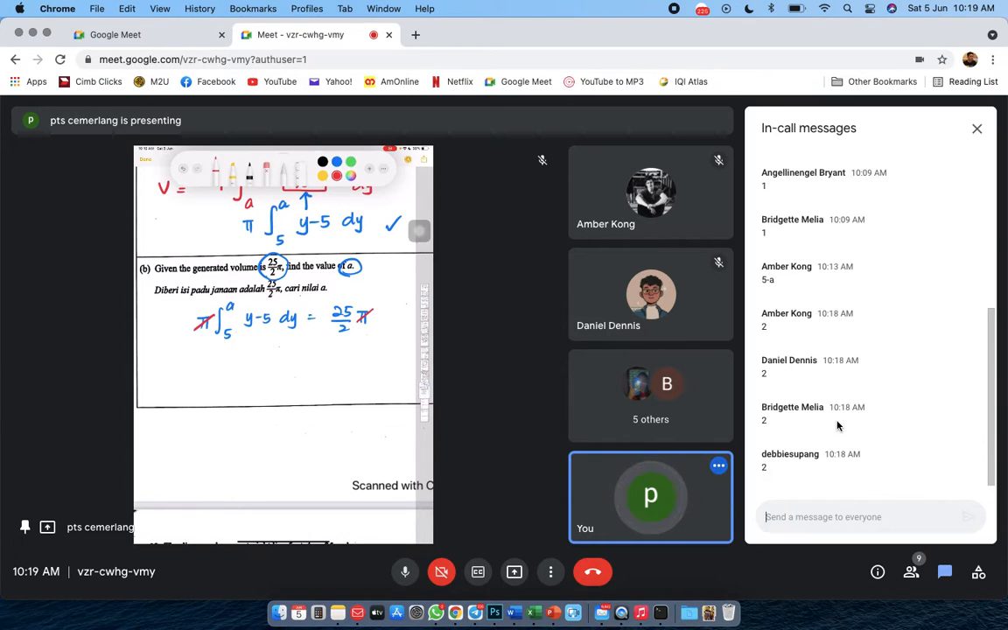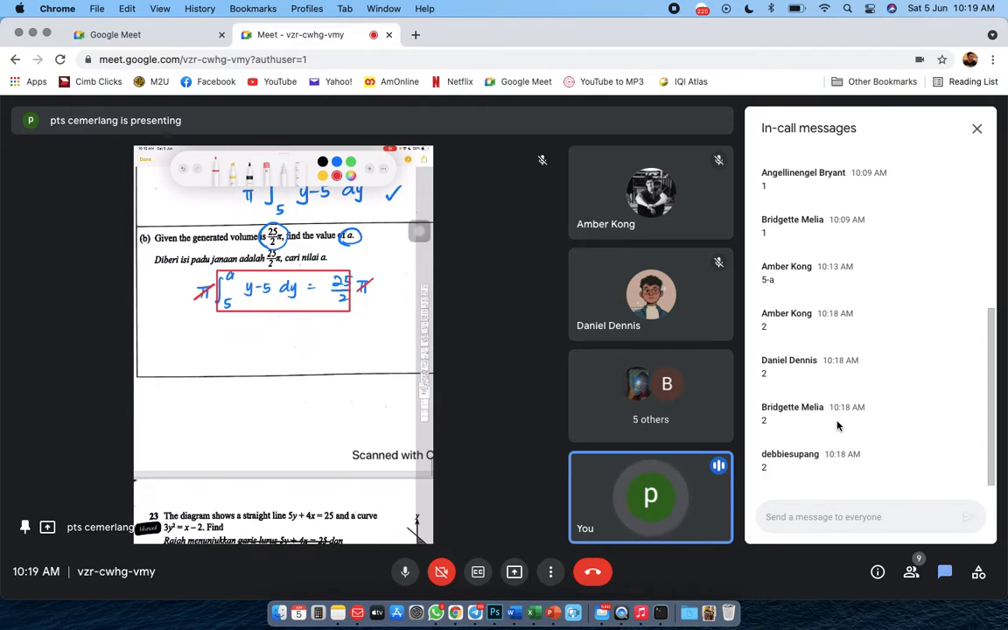Buang dulu lah. So apa yang kamu tinggal sini adalah integration of this one saja. Okay? Cuma bahagian ni saja yang kamu tinggal. Which is not that bad already, right? Jadi apa yang kamu nak buat sekarang? Integrate y minus 5. Y square over 2 minus 5y. Masukkan nilai A, masukkan nilai 5. Lepas tu sama dengan 25 over 2.